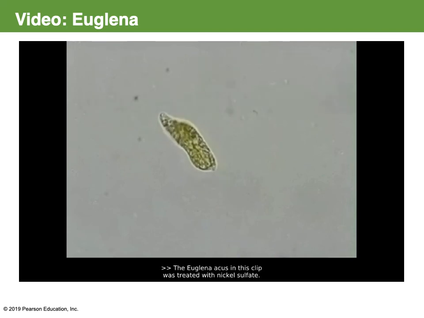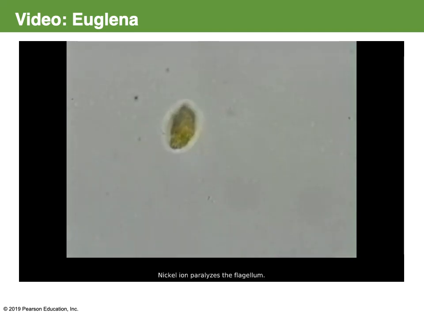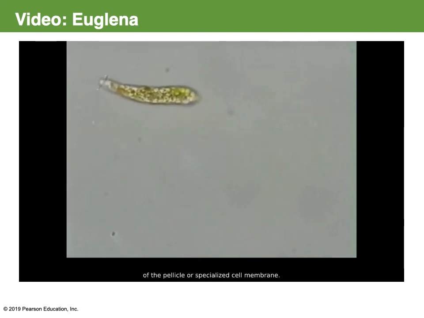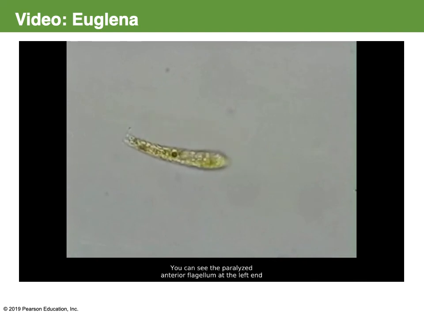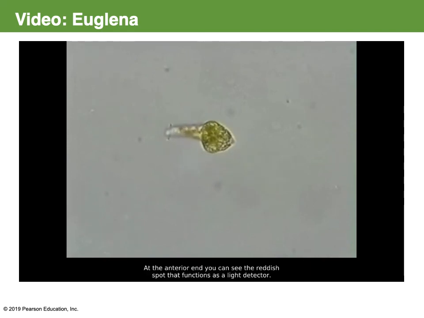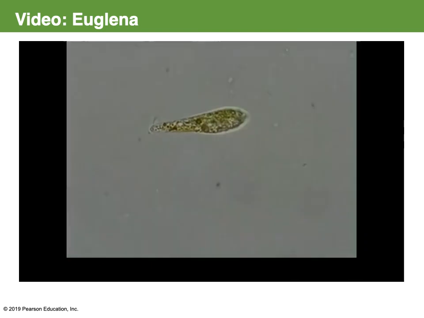Here's an example. The Euglena acus in this clip was treated with nickel sulfate. Nickel ion paralyzes the flagellum. You can see the extreme shape changes of the cell, which clearly show the great flexibility of the pellicle or specialized cell membrane. You can see the paralyzed anterior flagellum at the left end of the cell throughout most of this clip. At the anterior end, you can see the reddish spot that functions as a light detector.